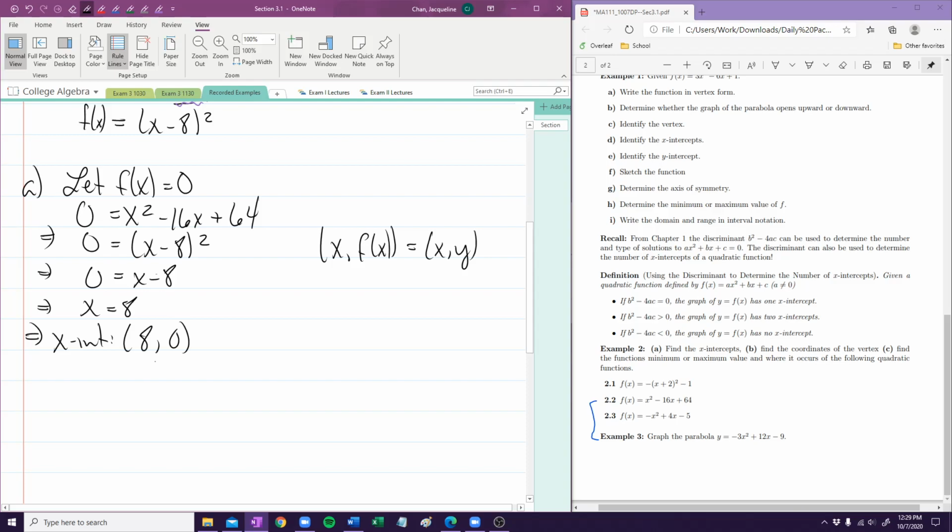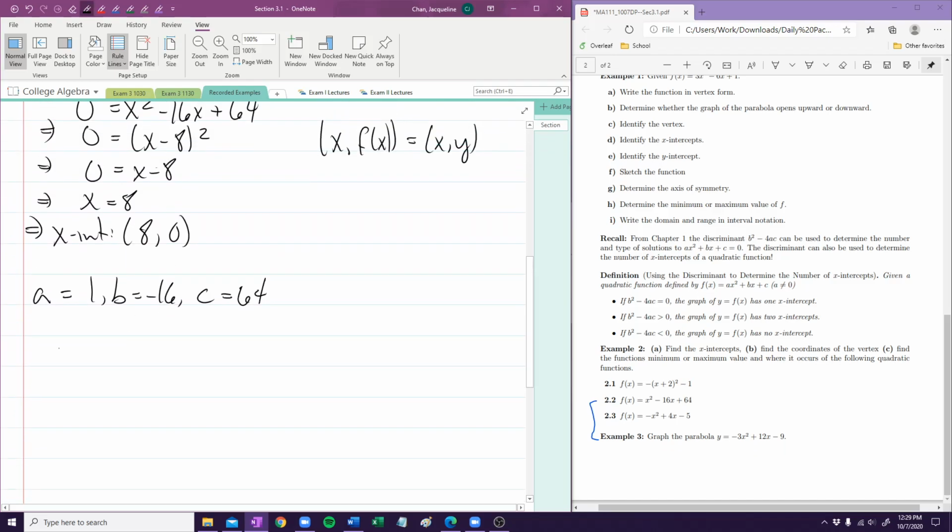So now let's use the definition we learned about discriminants, and let's check to make sure we did this correctly. So we have a is equal to 1, b is equal to negative 16, and c is equal to 64. Then I get b squared minus 4ac. Then I get negative 16 quantity squared minus 4 times 1 times 64.